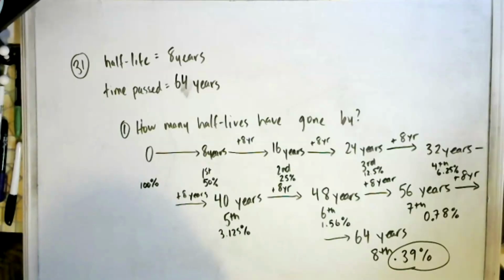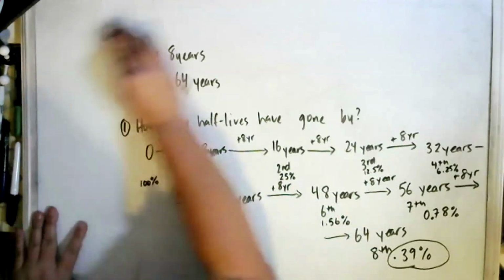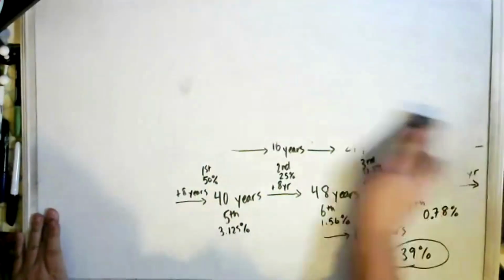All right, next question. Another half-life question. This one says the half-life for the radioactive decay of calcium-47 is 4.5 days. How many half-lives have elapsed after 18 days?